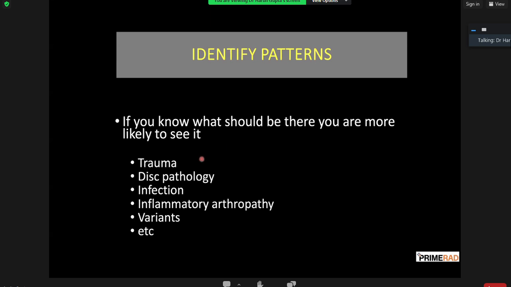So in this particular talk, I would like to go by the different themes. Would like to go by trauma theme, disc pathology, infection, inflammatory arthropathy, variants, and then we'll look at various other themes in this particular talk.